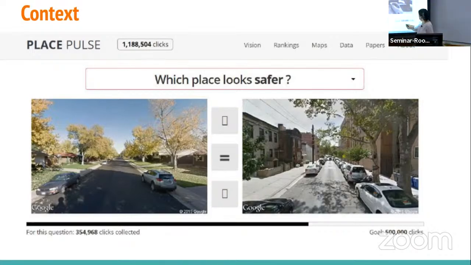You can see here, their goal is 500,000 clicks, and they've got, on this page, and I've taken the photo, about 350,000 clicks. So they're crowdsourcing this data. Then what happens with this data? Notice that they haven't collected any other information. No other information is being collected. You go on the platform, you're shown these two pictures.